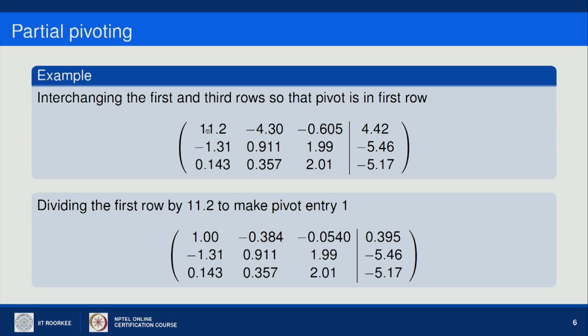So, what will happen? R1 is replaced by 1 upon 11.2 times R1. So, this will become 1 and subsequently the other entries are changed. This is minus 4.30 upon 11.2, so it is coming out like minus 0.384 and so on. Now, what I will do? I will make this element and this element 0 using the pivot element, that is 1 now.